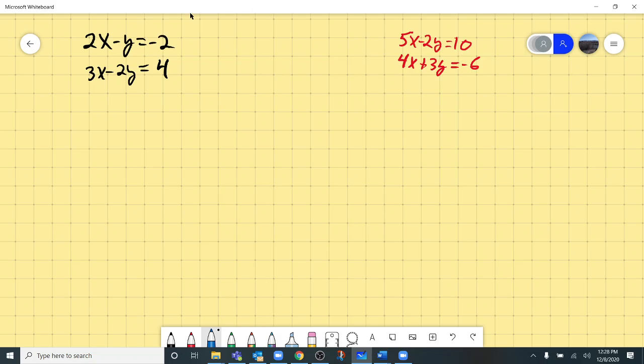So I have 2x, and that's a 3x. Those aren't the same. I have a y, I have a 2y. Those aren't the same. So I can't eliminate anything yet. But if I multiply this whole equation by 2, then I will have something I can eliminate, right? So 2 times 2x, that is 4x. 2 times negative y is negative 2y. And 2 times negative 2 is negative 4.